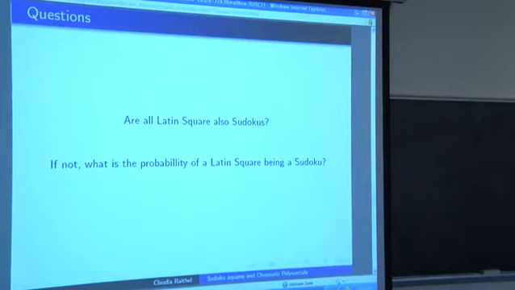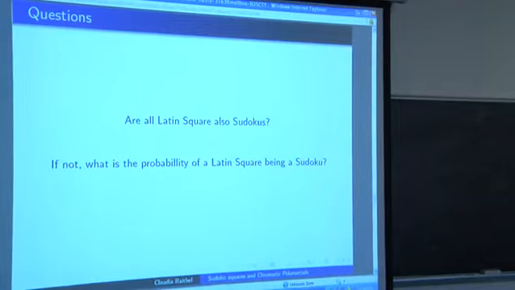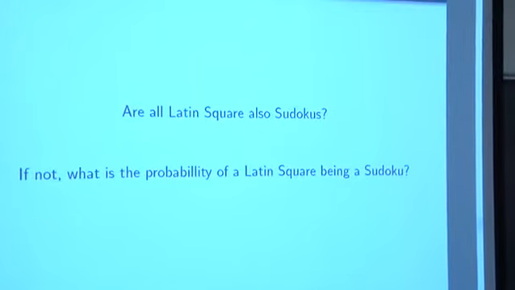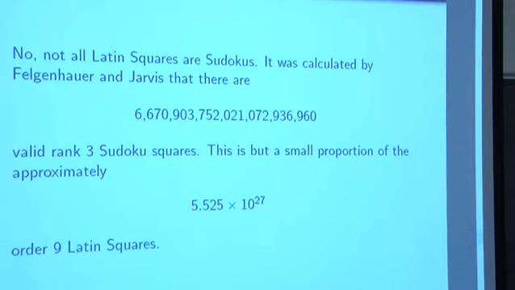So in proving that we have a rank n Sudoku square, we've also shown that there exist order n squared Latin squares, because every rank n Sudoku square is an order n squared Latin square. And so you can ask the question we've already asked: is every Latin square of order n squared a rank n Sudoku? And the quick answer is no.